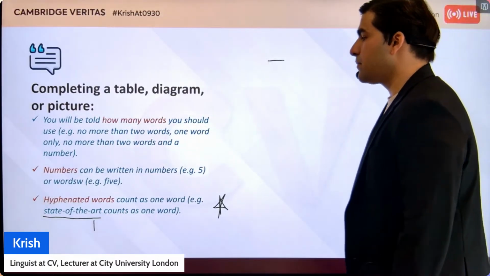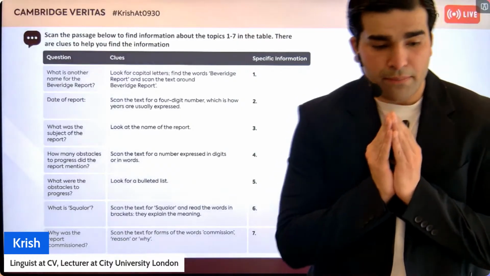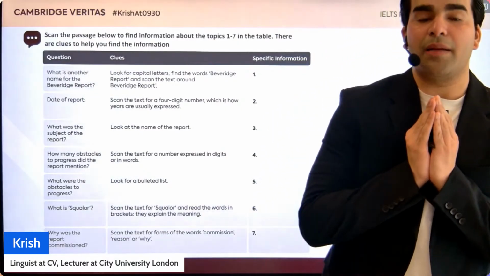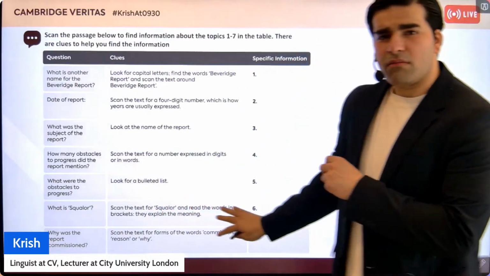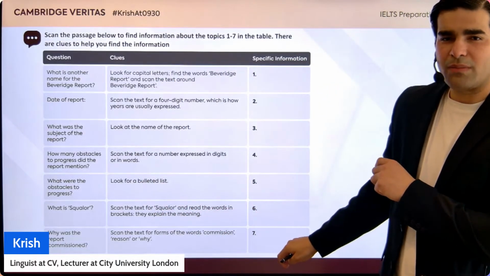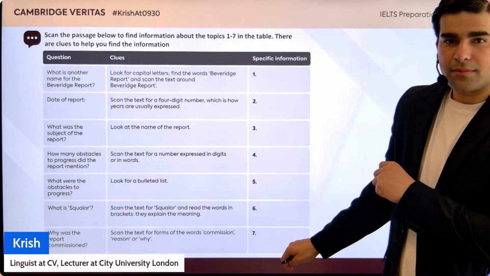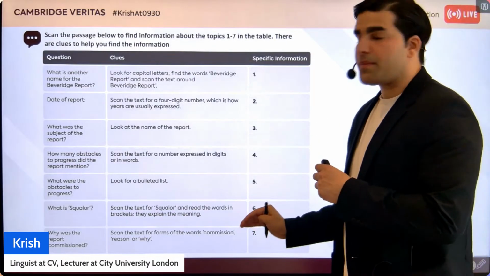Now let's move on. Please have a look. Now we're going to play a very important game. I repeat, we will play a very important game. What do we call this, by the way? Is it diagram completion or table completion? Table completion, correct? This is table completion.